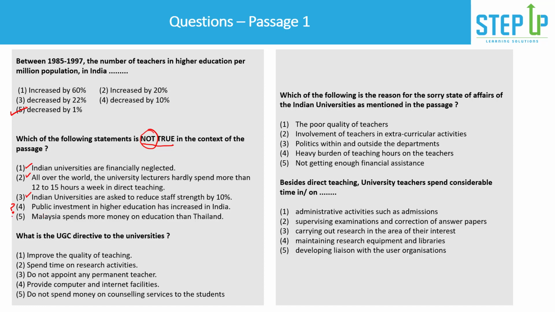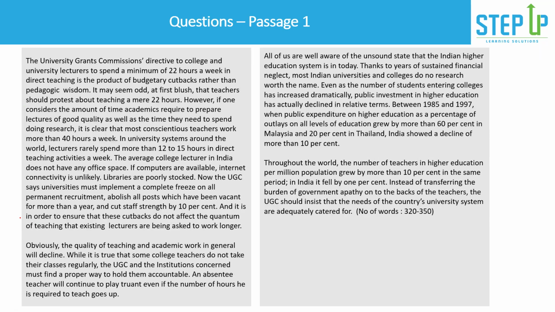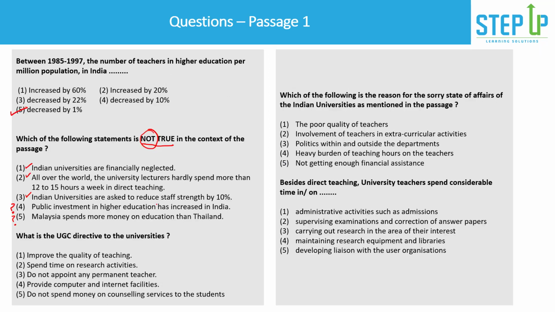Now I have 2 close options, so let's see. As per the passage, it says public investment, number of students entering college increased. Public investment in higher ed has actually declined in relative terms, right? Public spend on higher education as a percentage of outlays grew by more than 60% in Malaysia and 20% in Thailand. India showed a decline. So that means the public investment in higher education has increased?